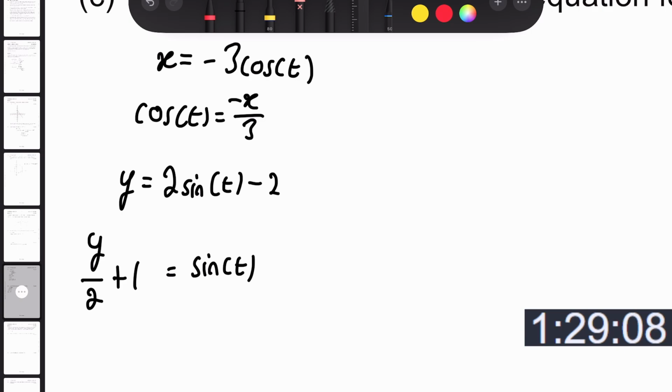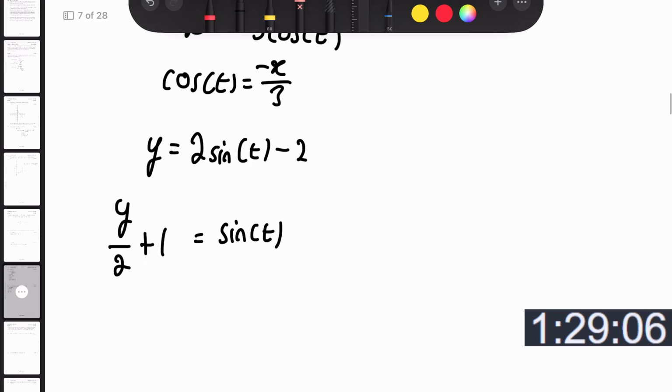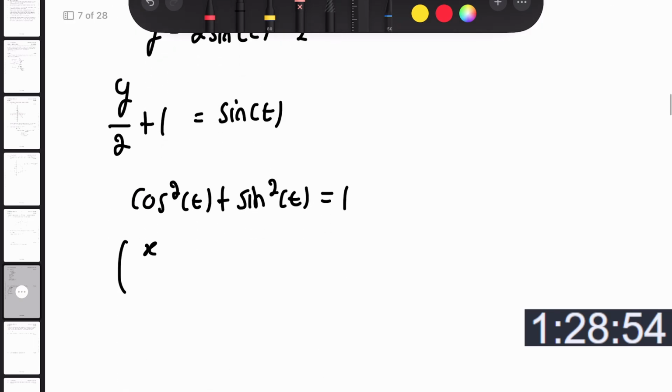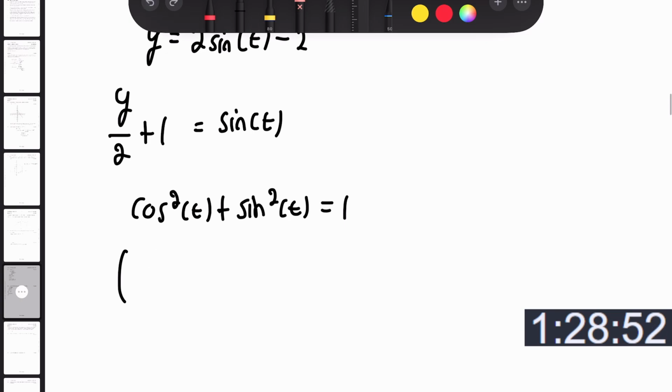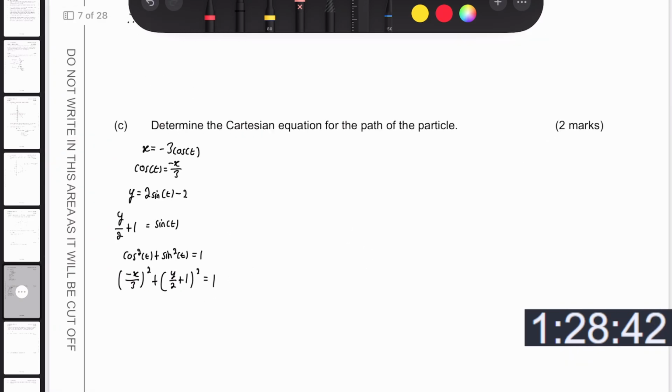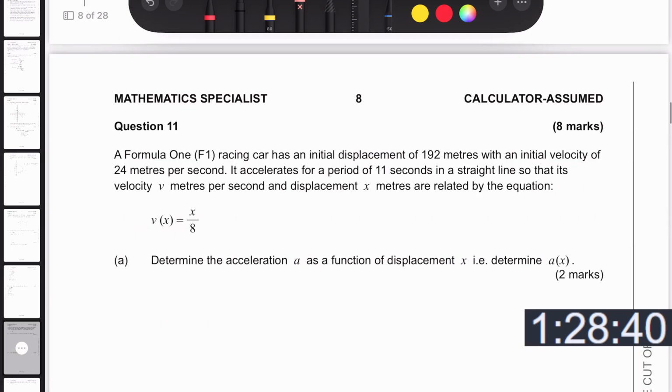And then since cosine squared of t plus sine squared of t must equal 1, we have that negative x on 3 squared plus y on 2 plus 1 squared is going to equal 1. And that should be a fine expression.